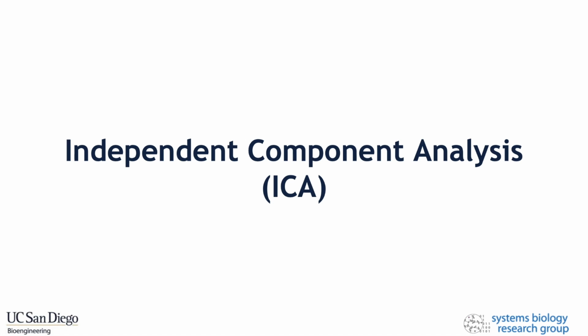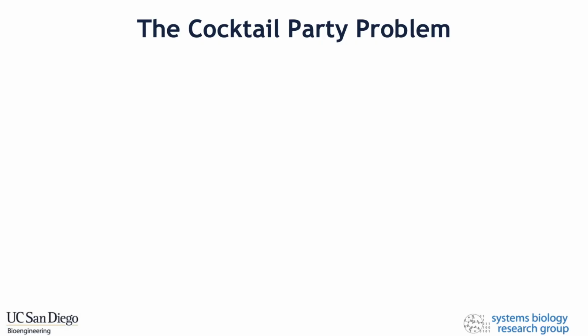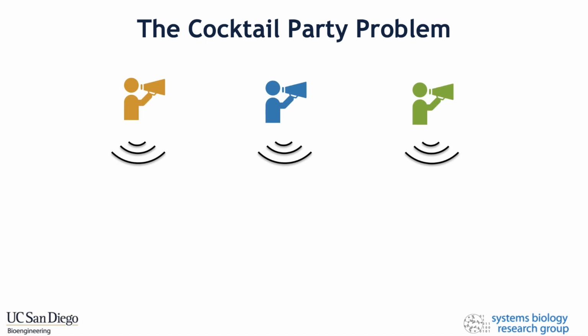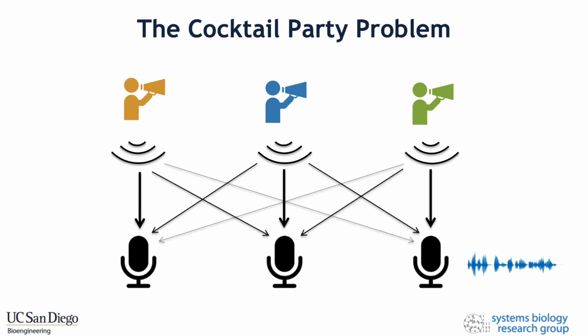In order to extract the TRN from PRECISE, we turn to an unsupervised machine learning algorithm called independent component analysis, or ICA. ICA was developed to solve the cocktail party problem. Imagine you're in a room with 3 people speaking simultaneously. If you place 3 microphones randomly in this room, each microphone will pick up a different linear combination of each of the source signals. If we apply ICA to these mixed output signals, we can reconstruct the original source signals.